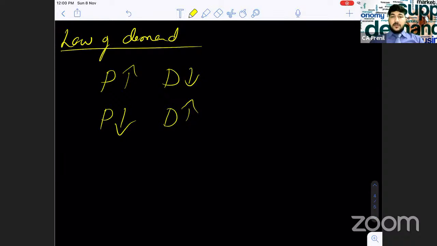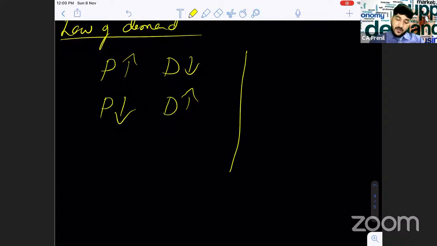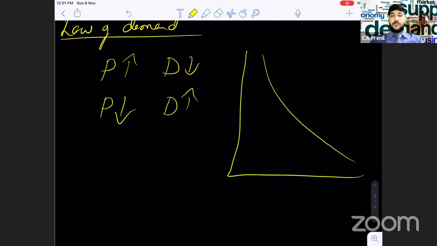Now, on the basis of this, in the classroom we have made a demand schedule. We have seen when the price is 5 rupees, the demand is 10. When the price became 4, the demand increased to 15. When the price dropped to 3, the demand increased to 20. That kind of a table we made, and we showed a demand schedule like this, and we made a demand curve, which was downward sloping to the right. We have done that, so I'm not going to reiterate it again and again, because it just wastes both of our times.